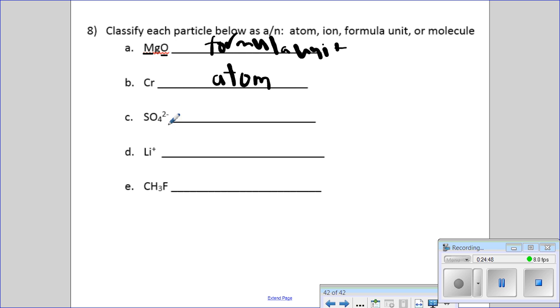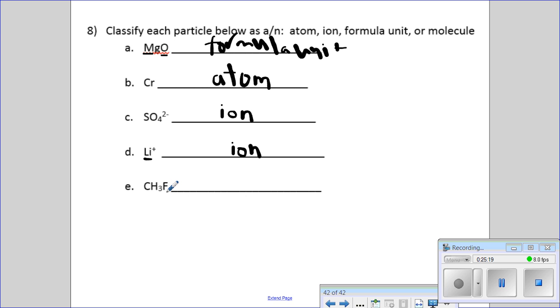SO4 minus 2, boom, that minus 2 charge right there tells me that I'm an ion. This particular ion is a polyatomic ion. Whereas the next one, Li plus 1, is an ion because I have a charge there, but there's only one type of atom present, so that's going to be a monatomic ion. You don't need to know that. That's just for your edification.